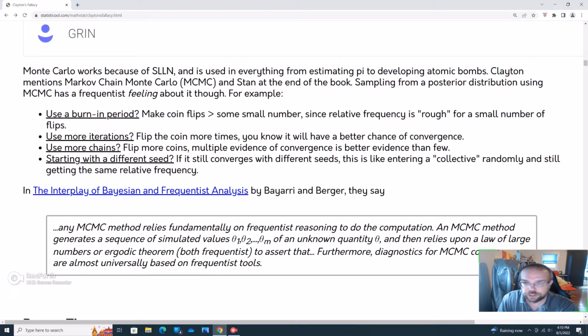Same thing, using more iterations. It'll have a better chance of convergence if you only do 100 or 1,000 trials versus if you do 10,000 trials, right? Using more chains is like flipping more coins, flipping different coins, right? So if you have one line converging, that's some evidence, but if you have multiple lines that all converge to the same thing, that's more evidence, right? And then starting with a different seed. If it's still converging with the different seeds, that's like entering a collective, as maybe the statisticians of the past would call it, randomly, and still getting the same relative frequency. So that's kind of like von Mises's place selection.